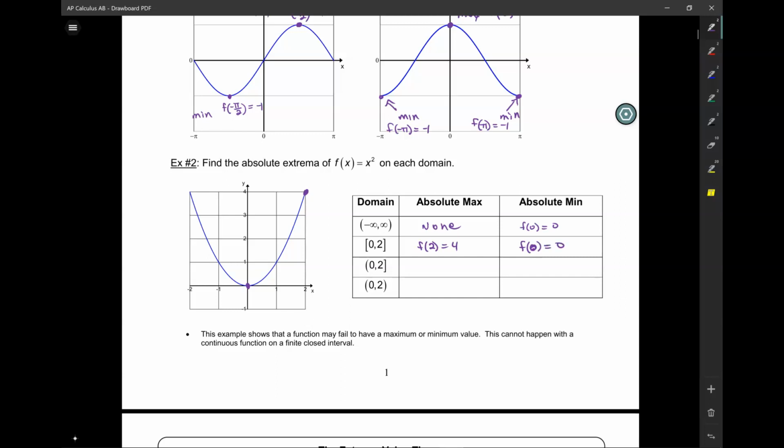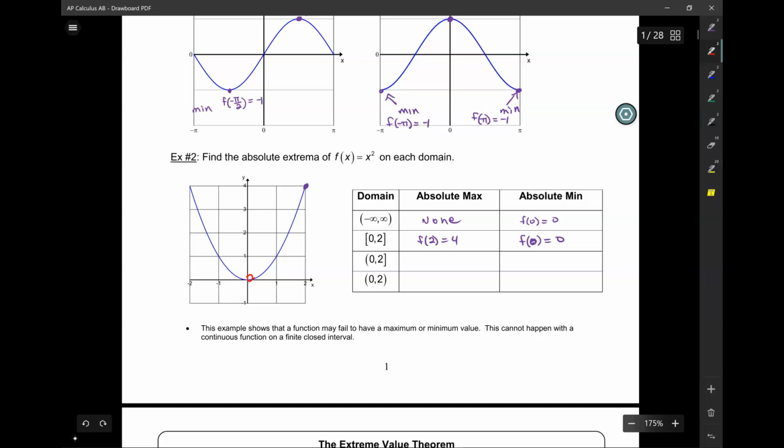Okay, now when I have 0 to 2, but 0 is open, and it's just that region, well, I have an absolute maximum, that's f of 2 equal to 4. But there is no absolute minimum, because this is open, it just sort of hangs there. So what are you going to say here? F of 0.9? But then there is f of 0.7. But then there is f of 0.01. But then there's f of 0.0001. So you cannot define that point, so the absolute min is none.